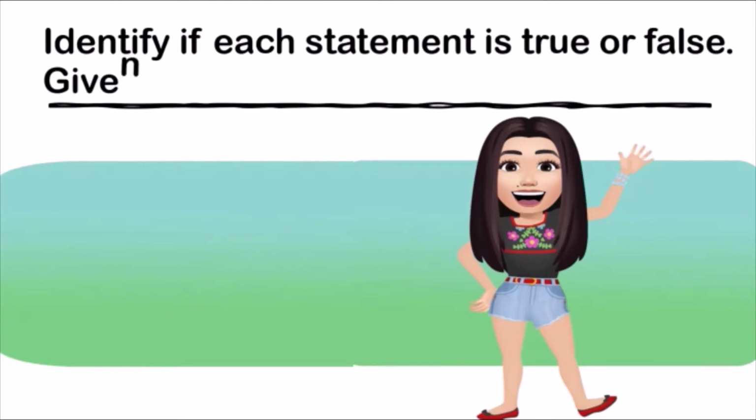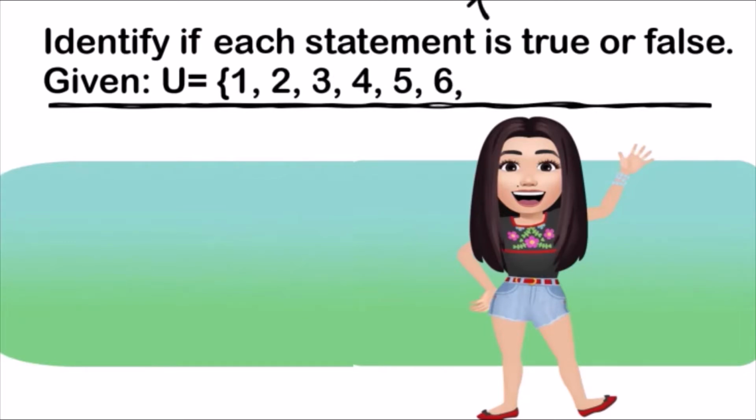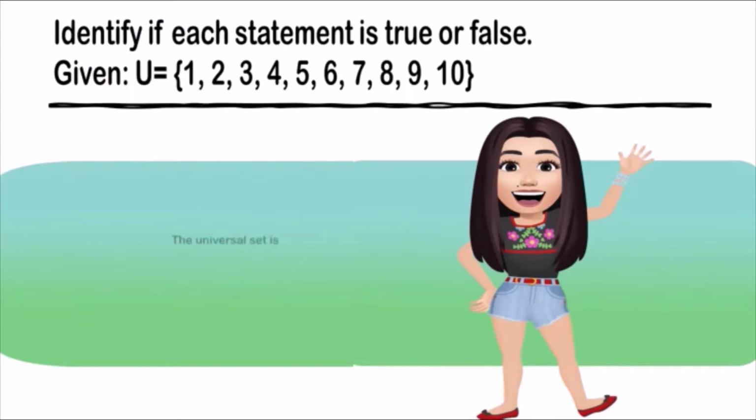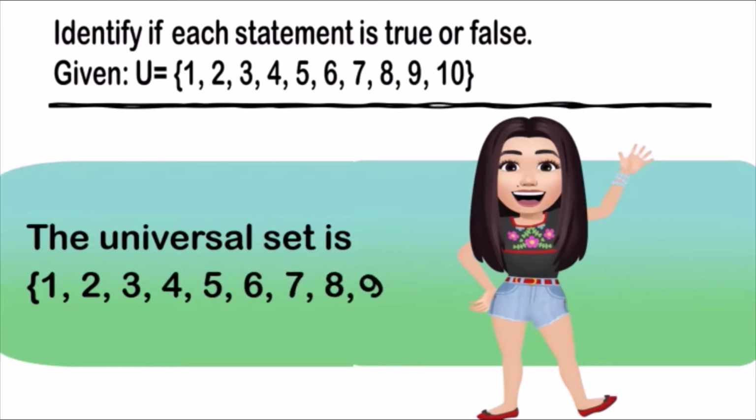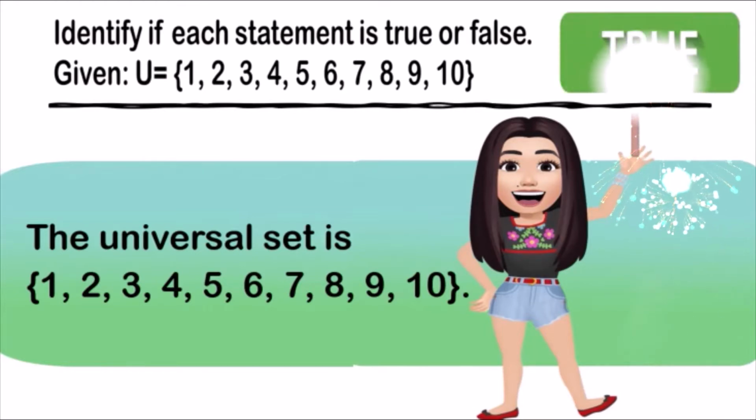Given set U whose elements are 1, 2, 3, 4, 5, 6, 7, 8, 9, and 10. Number 1. The universal set is 1, 2, 3, 4, 5, 6, 7, 8, 9, 10. That's correct. Very good. The correct answer is true.